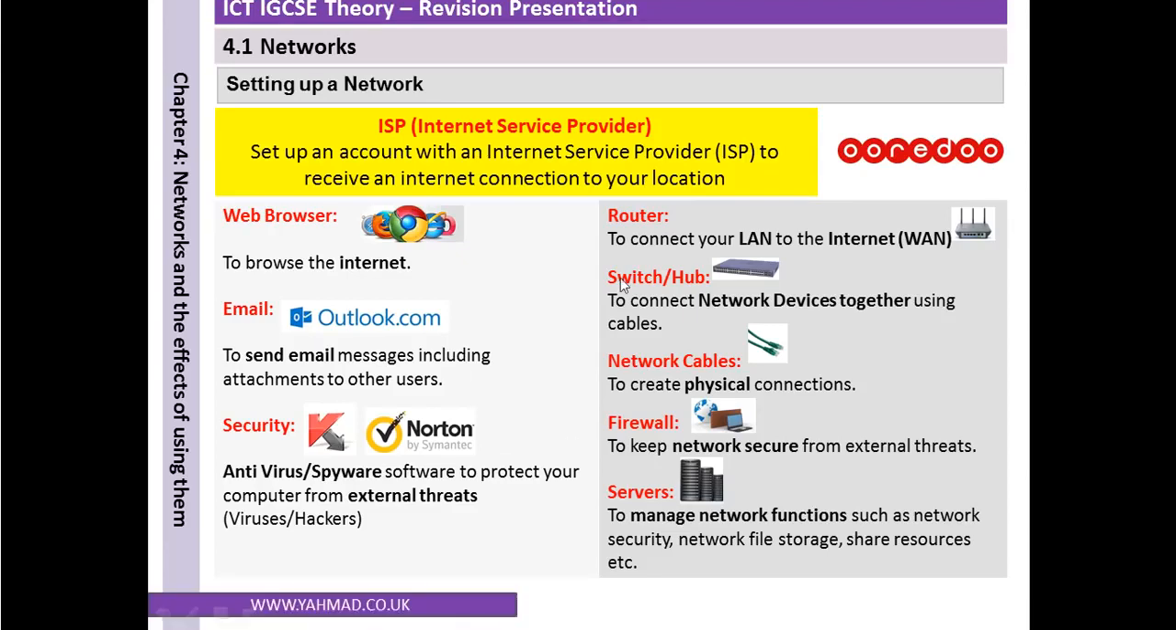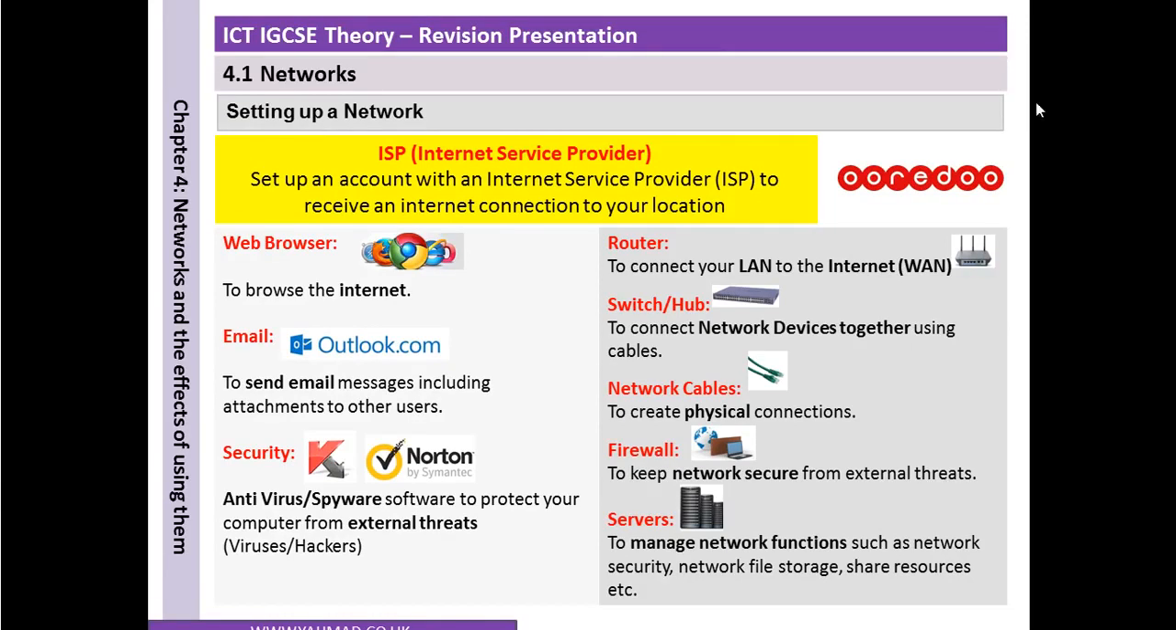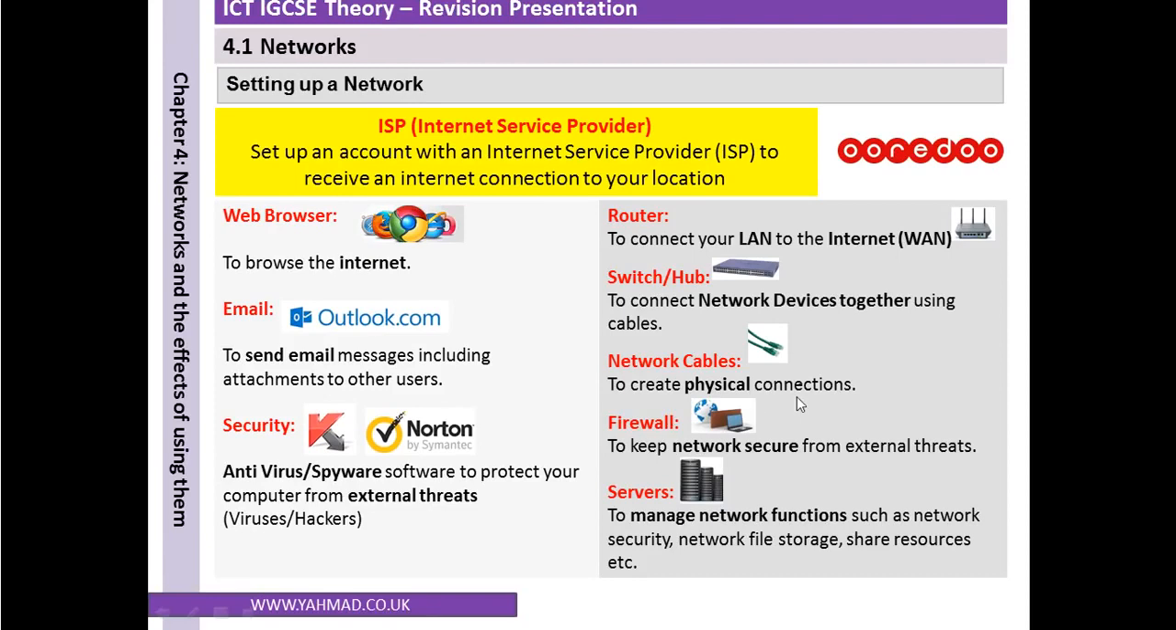So let's look at the hardware which could be required to set up an internet connection. The router, which will connect your local area network to the internet. Possibly a switch or hub to connect network devices together. Network cables to create physical connections. A firewall to keep your network secure. Servers to manage network functions.